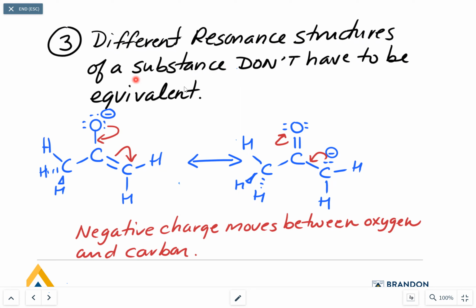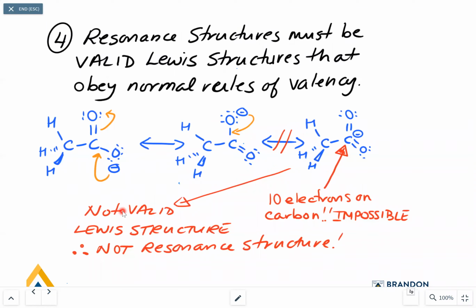But they don't have to be equivalent. That's the other rule. Excellent. Okay, so the fourth rule is that you'll notice that when we were moving lone pair electrons to make pi bonds and then moving pi electrons to make lone pairs, when we move these here, these go up.